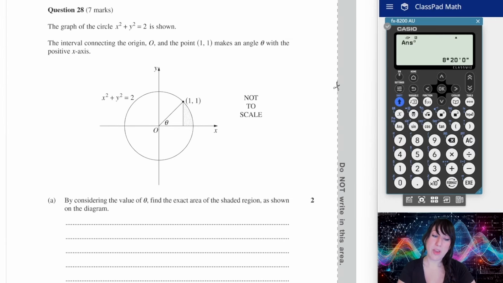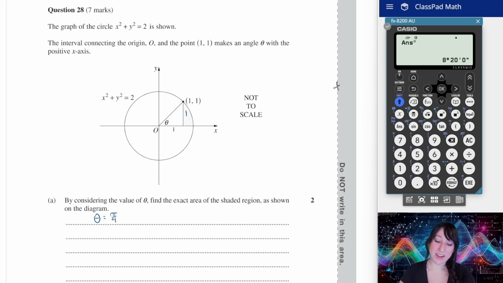Question 28. The graph of the circle x squared plus y squared equals 2 is shown. The interval connecting the origin and the point 1, 1 makes an angle theta with the positive x-axis. Part A, by considering the value of theta, find the exact area of the shaded region as shown on the diagram. So we have a right triangle where the two legs are both 1, which means it's an isosceles right triangle, and theta must be 45 degrees, or in radians, pi over 4.